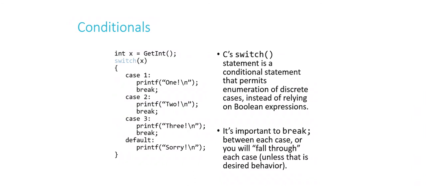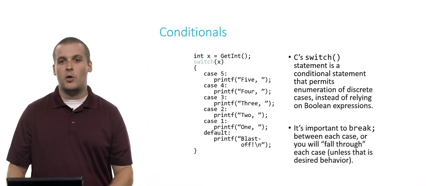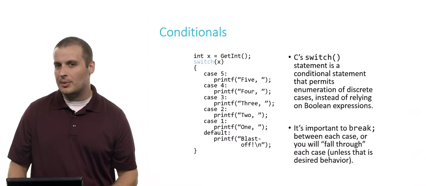It's important to break between each case because otherwise you will fall through. So if I didn't have any breaks there and the user typed 1, what would happen is it would print 1, 2, 3, sorry. That's kind of strange behavior, right? You might think so, but there are actually some cases where this could be a pretty useful thing. So here's another example of a switch statement where I omit the breaks, but I do it on purpose.